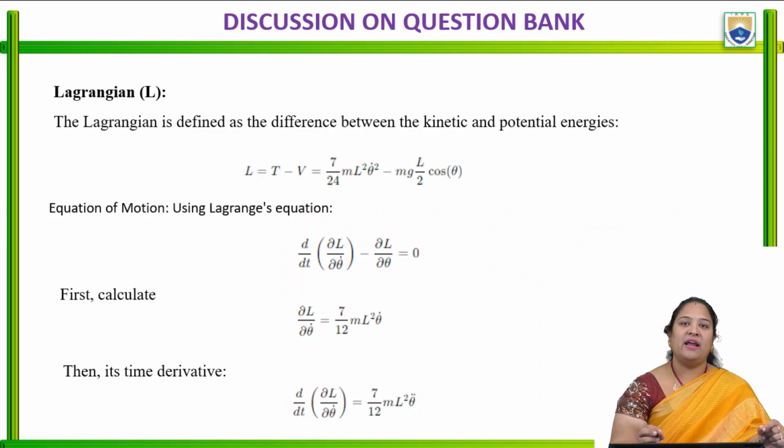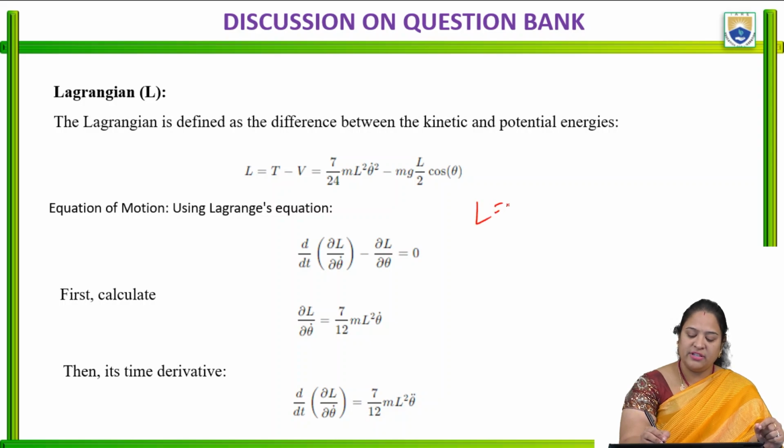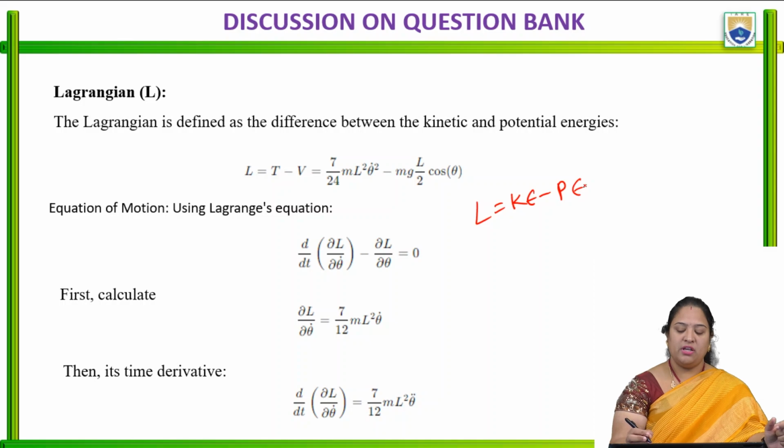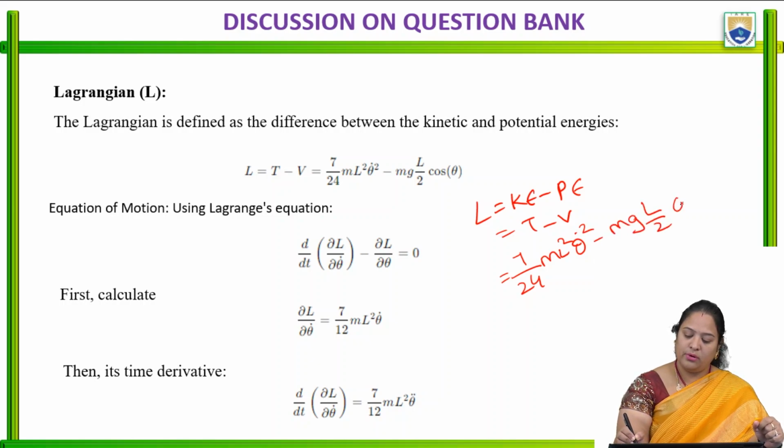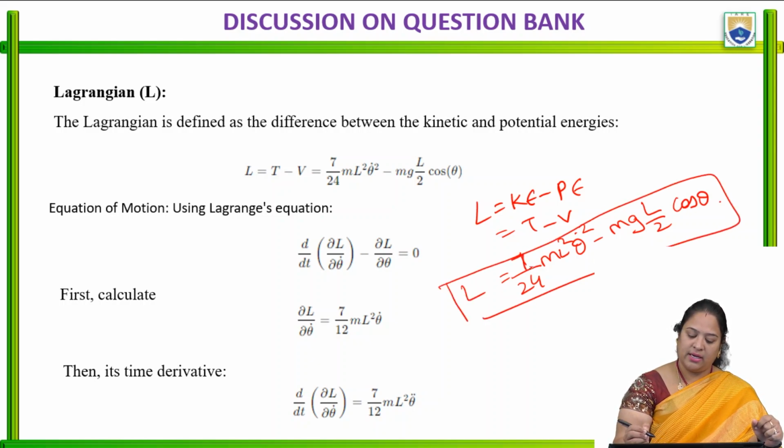Now, as per the Lagrangian equation, we all know the Lagrangian is equal to kinetic energy minus potential energy, L = T − V. So what we have got here is 7/24 mL²θ̇² minus mg(L/2) cos θ. This is the Lagrangian which we will be getting.